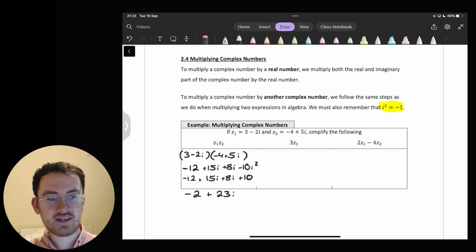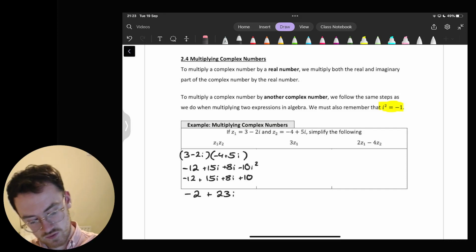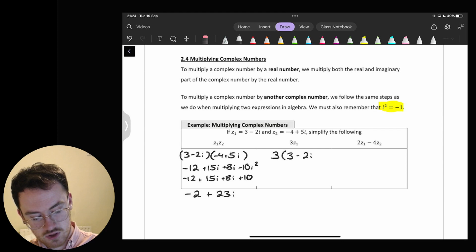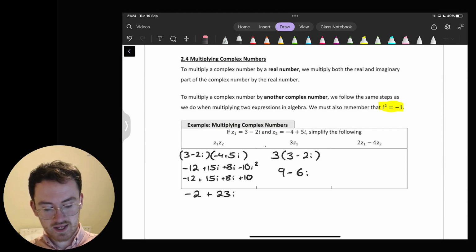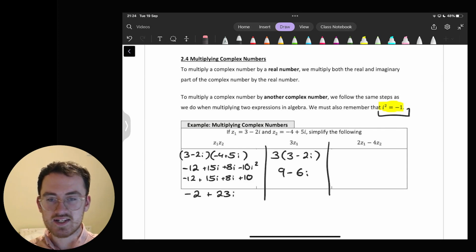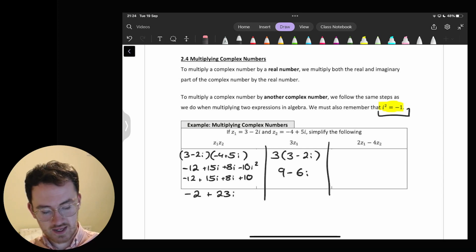Okay, looking at the next example that we have here, then 3z1, we're just multiplying by a real number here. So 3 multiplied by 3 minus 2i gives me a value of 9 minus 6i. So just multiplying each part by 3 there, as we would with algebra. You're nearly treating that i as if it's an x value, just remembering that if we end up with an i squared, we don't leave that, we rewrite it as minus 1. So all our complex numbers should just have an i part, no i squareds or any higher powers of i.